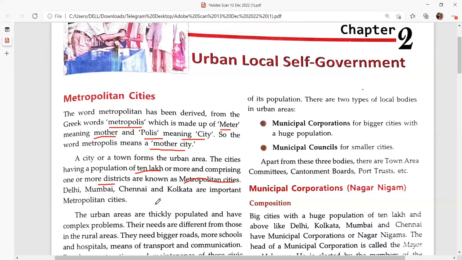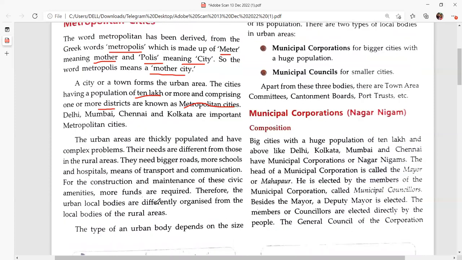Suppose we take into consideration Mumbai. Mumbai comprises two to three cities, two to three districts: Thane, Mumbai, Dombivli, Navi Mumbai, etc. These districts combine and make a big city, Mumbai. And you know, Mumbai is a very big city, the largest city of India. Mumbai has a population of more than 10 lakhs. So in Mumbai, rural local self-government can't work. For the development of Mumbai, for looking after the people of Mumbai, we need an urban local self-government, a separate local self-government for Chennai, for Delhi, separate for Kolkata.